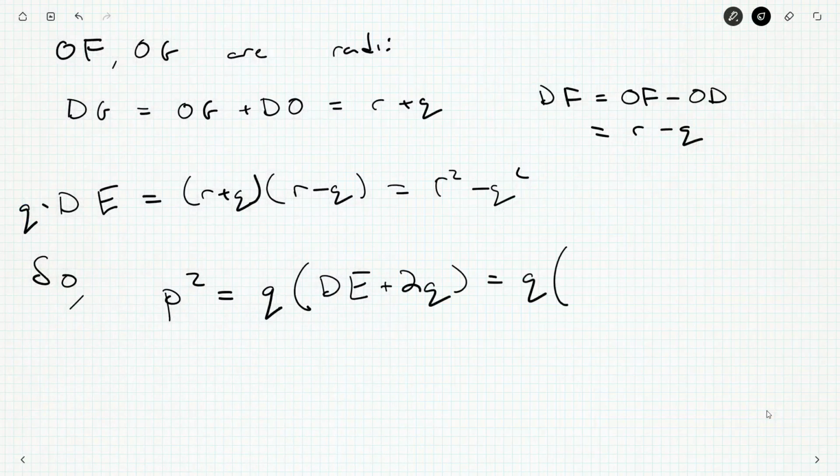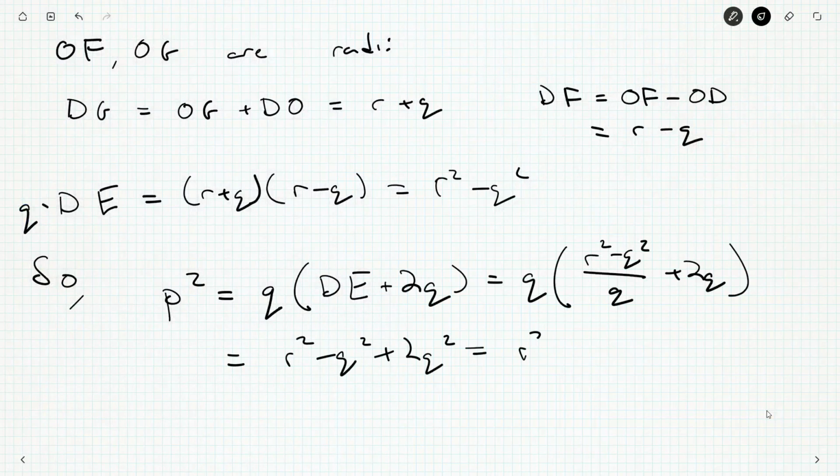So this is Q times R squared minus Q squared over Q plus 2Q. It's going to be R squared minus Q squared plus 2Q squared, which is R squared plus Q squared. And we're done. Although, probably shouldn't put a box there. I've just been teaching all day, and I've been putting boxes at the end of my theorems or my proofs. Yeah. P squared is R squared plus Q squared.